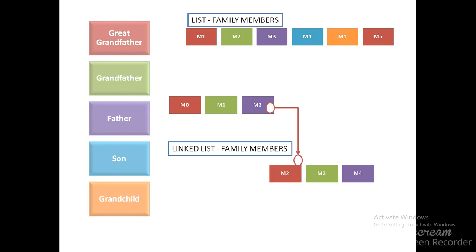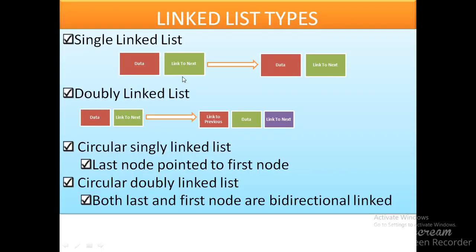So let's see the types of linked list. There are four types of linked list. One is the single linked list, wherein we maintain only the next element's reference. In a doubly linked list, we maintain the reference of the previous as well as the next element. In a circular single linked list, once the list is completed, the last element's reference is maintained at the head, the first element. In a circular double linked list, the first element's reference is maintained at the last element, as well as the last element's reference is maintained at the first element. So these are the four types of linked list that we can see.